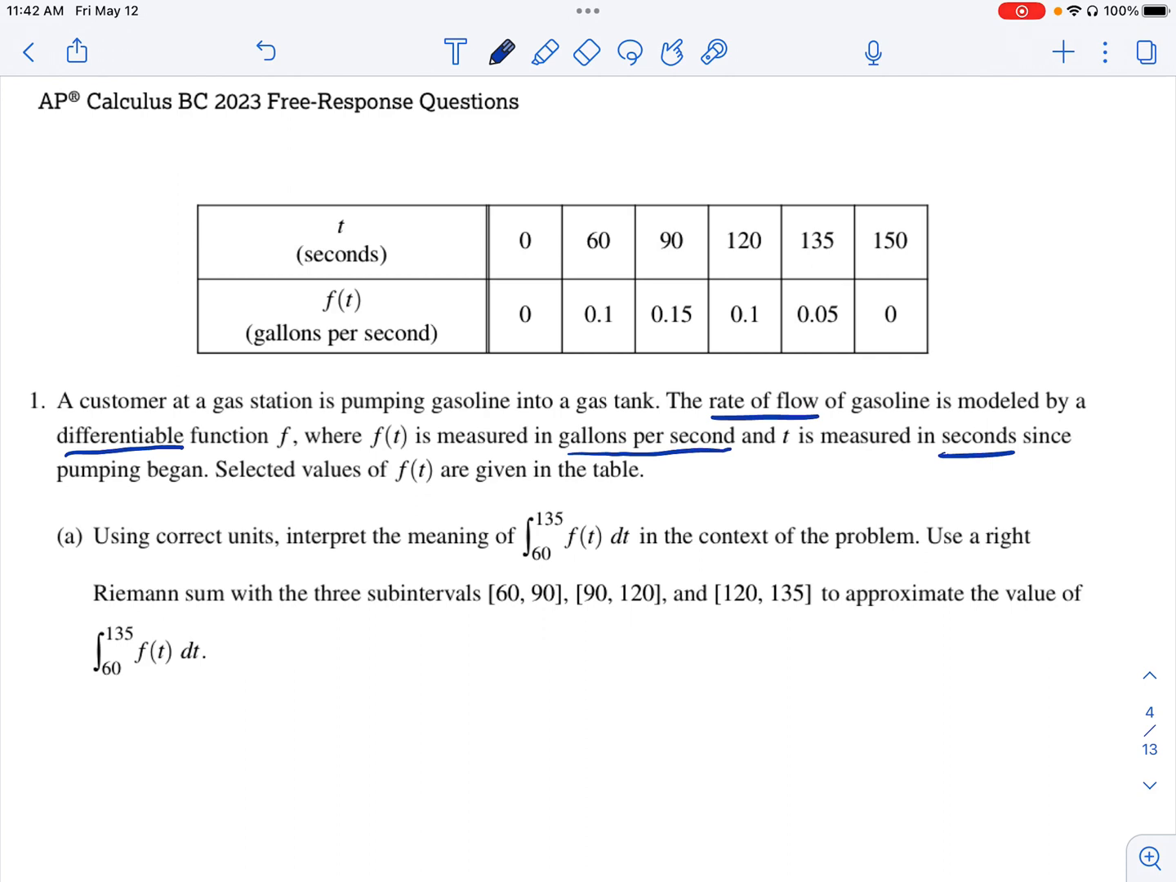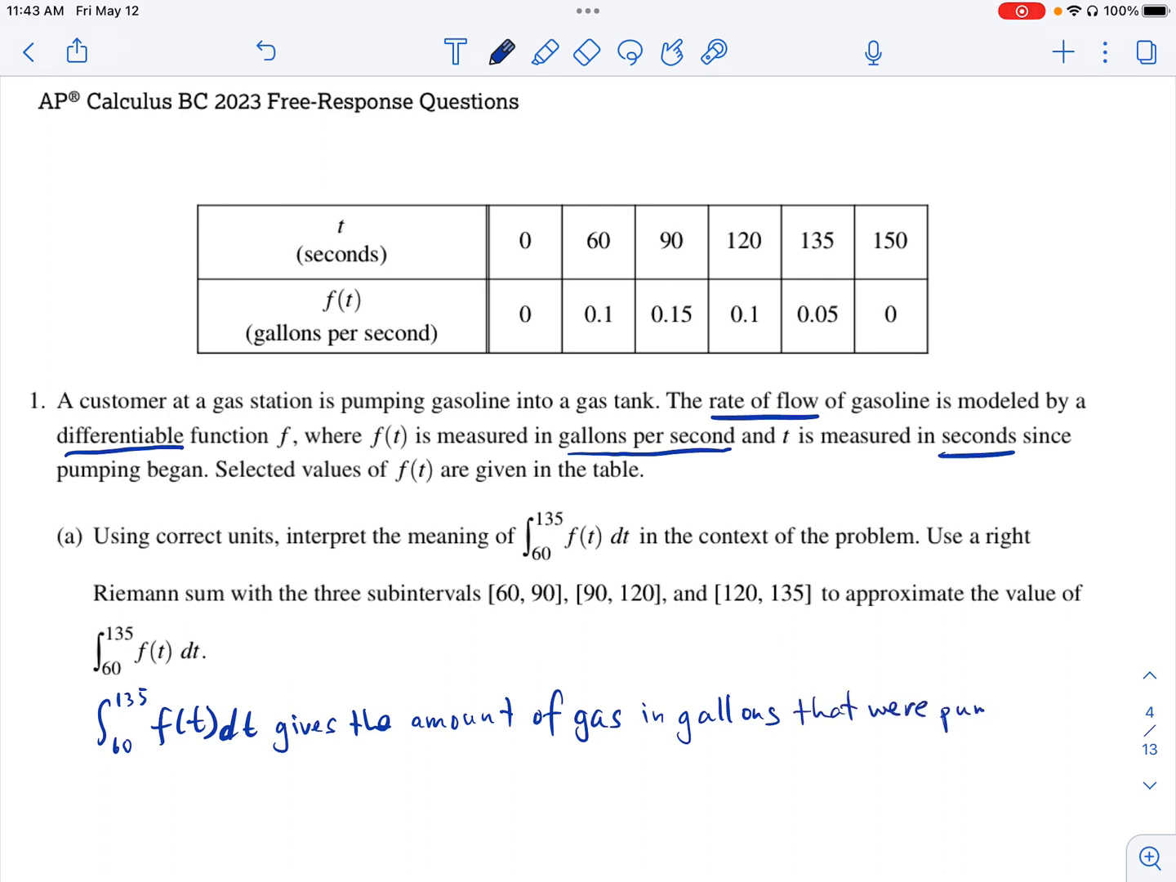So again, since we know that f of t is the rate of flow of gas, and if we are integrating a rate function, what we then have is the total amount accumulated in that interval. So we can then say that this integral, so I'm going to actually just rewrite it here, from 60 to 135, this rate function integrated from 60 to 135, is going to give us the amount of gasoline, I can just say gas, in gallons that were pumped between 60 and 135 seconds. Okay, so that's the first part of that question.